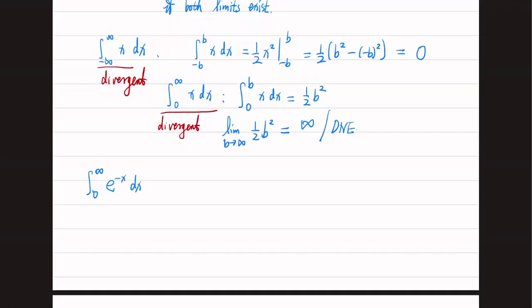Okay, let's try to find the integral of e to the negative x, from 0 to infinity. How do we determine if it's divergent or convergent? Okay, Sophia, what would you do? You make it the integral from 0 to b. Could you give me an antiderivative for e to the negative x?